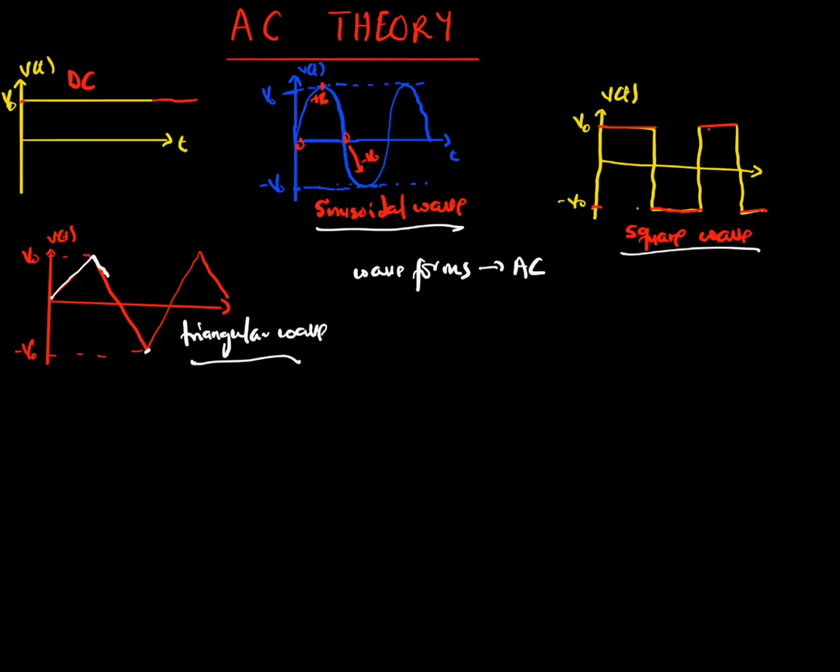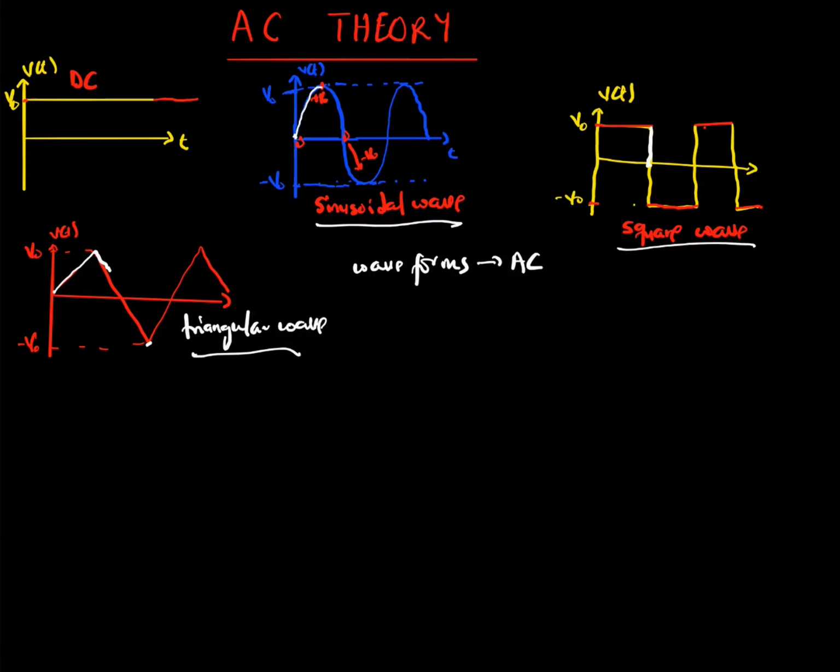By waveform, I just mean the visual representation of how the voltage signal, or in the case of current, a current signal, changes over time. The sinusoidal has a smooth change, but in the case of the square wave, there's a sharp fall, so there are sharp changes. All of these we call waveforms. They are all alternating current waveforms.